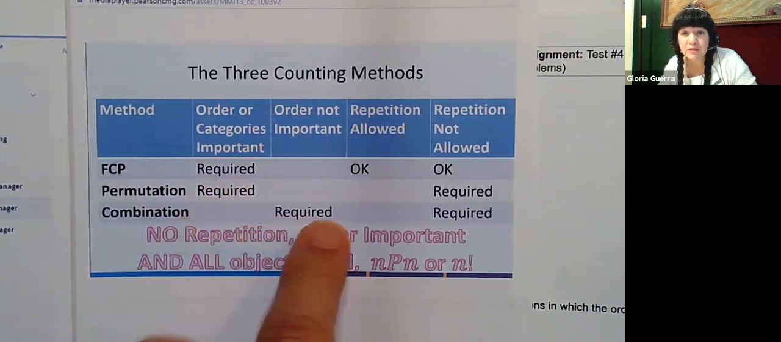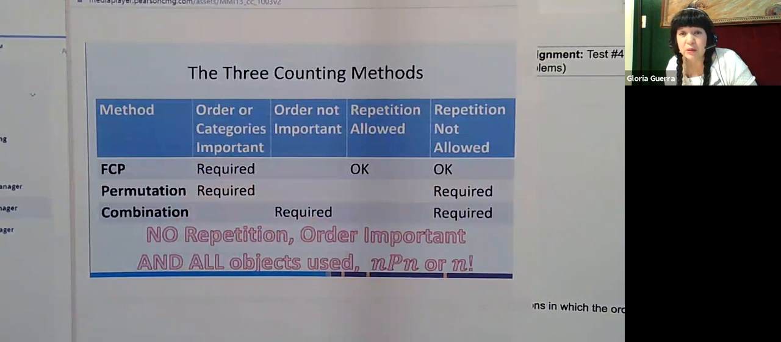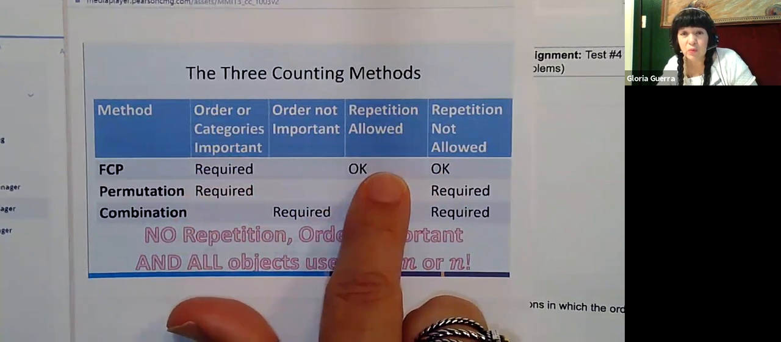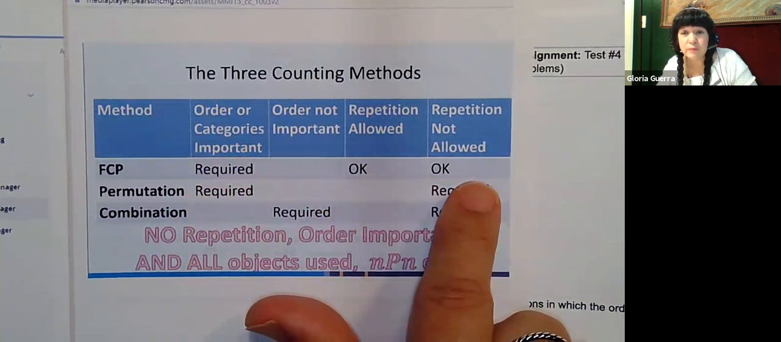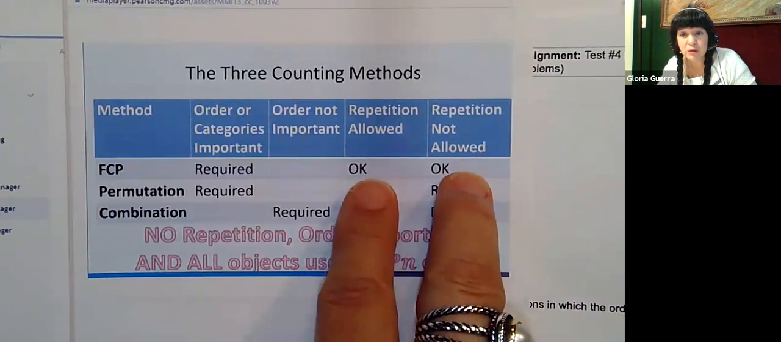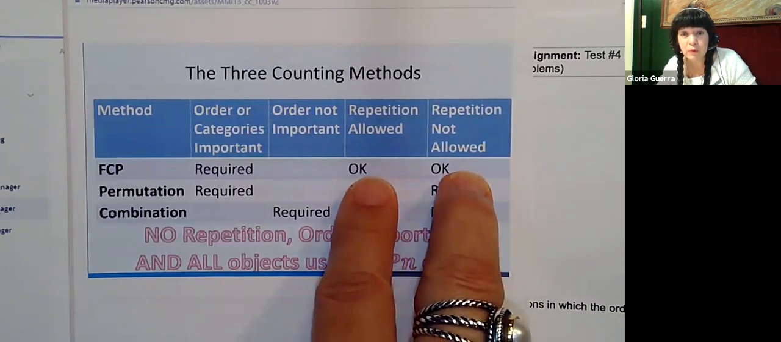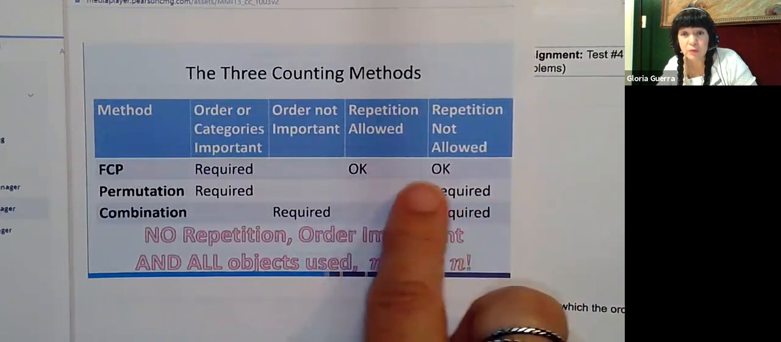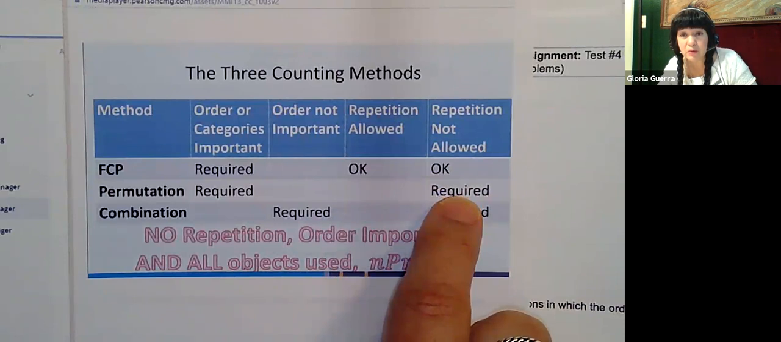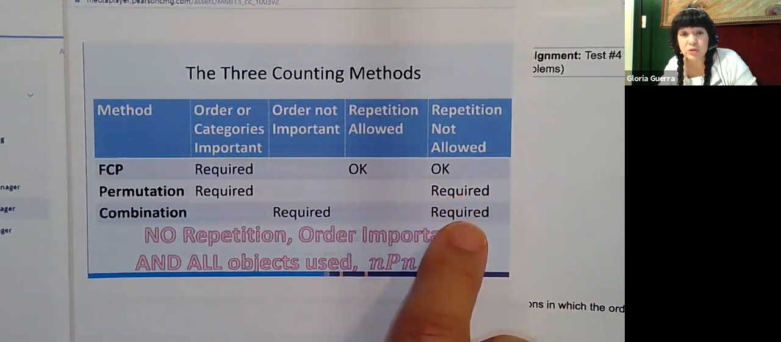Okay, and then sometimes repetition is allowed. This is saying that in the fundamental counting principle, repetition is allowed. Sometimes repetition may also not be allowed in the fundamental counting principle as well. So you could have a couple of situations where that would happen. Either situation would be acceptable. But for permutation, it says it's required that repetition not be allowed, whereas for combination, repetition not being allowed is also required.